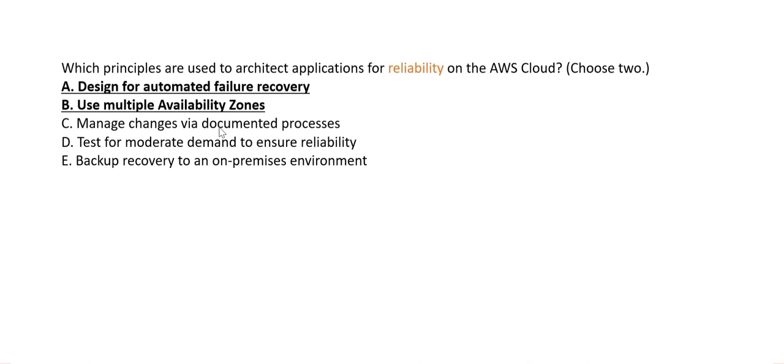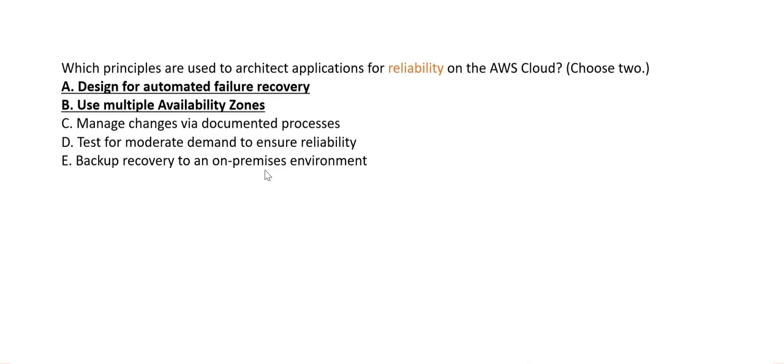Manage changes via documented process. There are various change management processes. If you are following the change management process, that means your change management is robust. D says test for moderate demand to ensure reliability. So when you are testing for moderate demands, or when you're testing for demands, you're actually testing scalability and not reliability. You are testing if the load increases, will your EC2 instance or Auto Scaling group scale out and spin up more instances. That is scalability and not reliability.